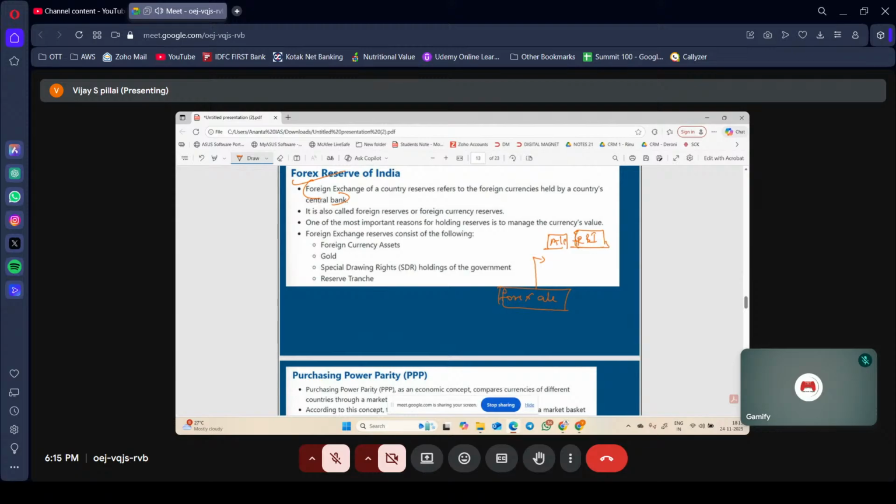Okay, and inside that account, what all things are there? We need to look. There are foreign currency assets, that is, currencies like dollar, yen, or maybe pound. Those kinds of things are there. That is the first thing. Second thing is gold. Okay, we also see gold in our accounts.